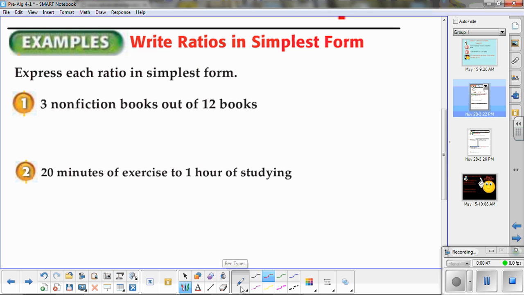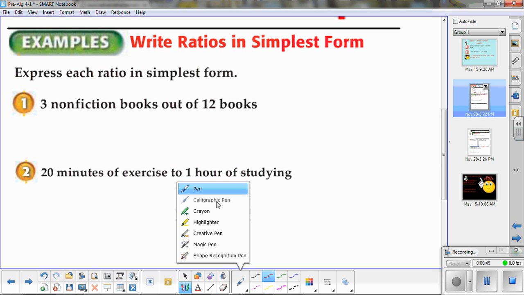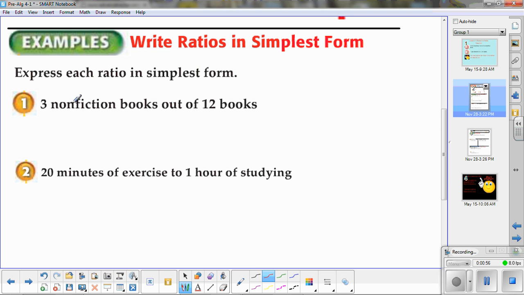3 nonfiction books out of 12 books. They're both a label of books, so I don't need to worry about the label. But I can simplify it by dividing both the numerator and denominator by 3. 3 divided by 3 is 1, and 12 divided by 3 is 4. So the ratio is 1/4 or 1 to 4.